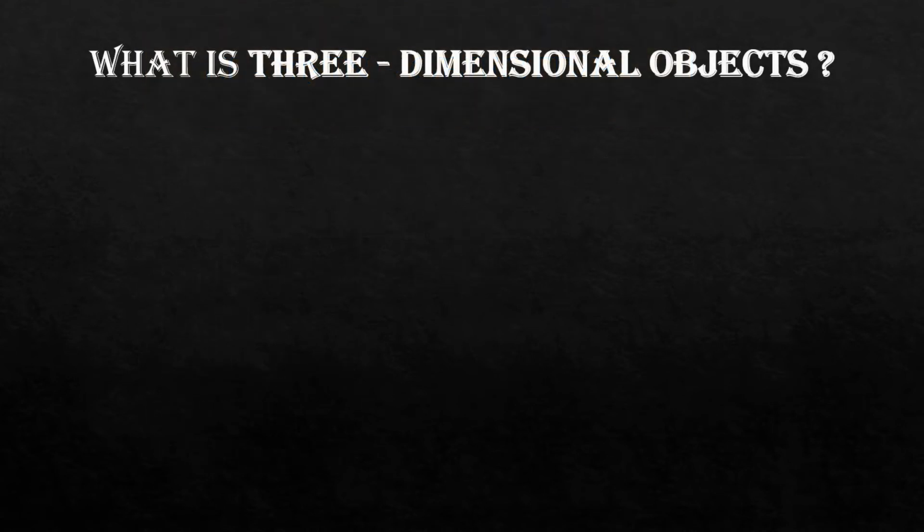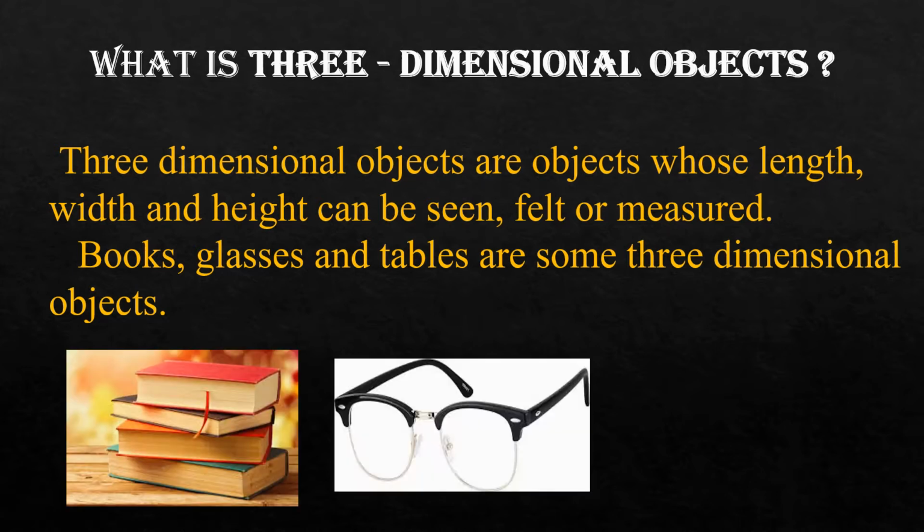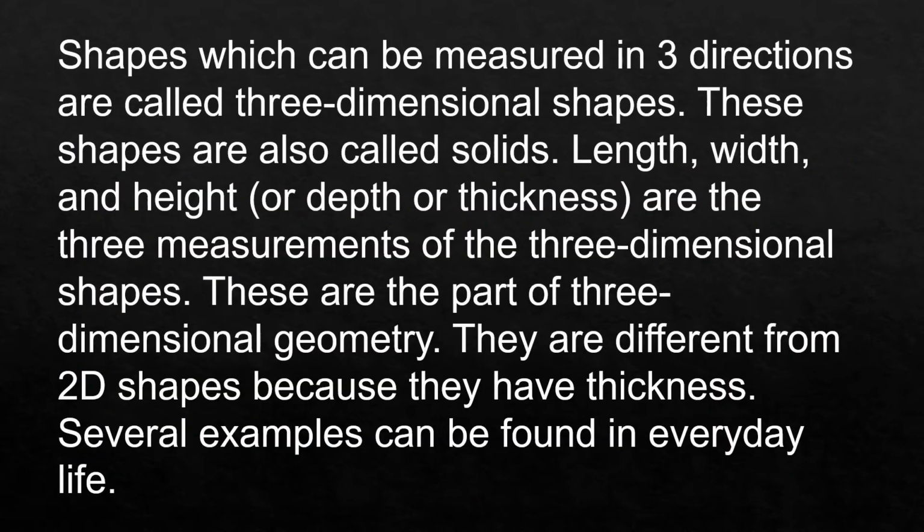What are three-dimensional objects? Three-dimensional objects are objects whose length, width, and height can be seen, felt, or measured. So here you can see some examples of three-dimensional objects. Books, glasses, and tables are some three-dimensional objects. So, shapes which can be measured in three directions are called three-dimensional shapes.